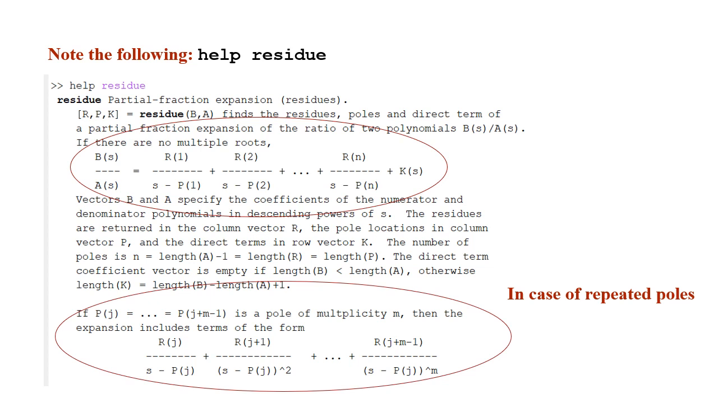Notice that it's very similar to the one with non-repeated poles, except you're going to square the denominator every time you have a repeated pole, and then raise it to the power 3 the third time it's repeated, and so on. We're going to see an example in the next slide to help you better understand the case of repeated poles and how to write the partial fraction decomposition.